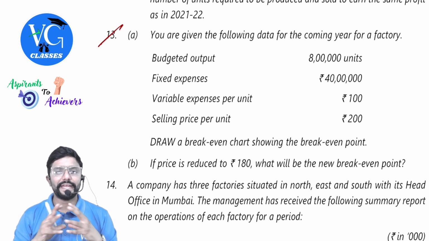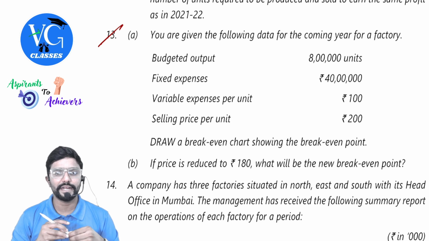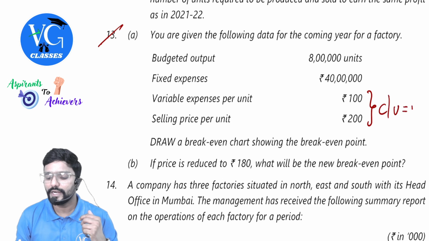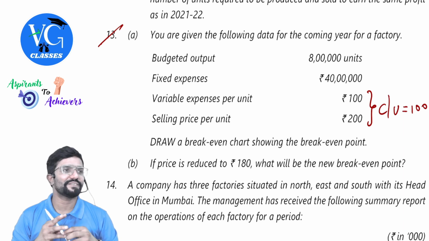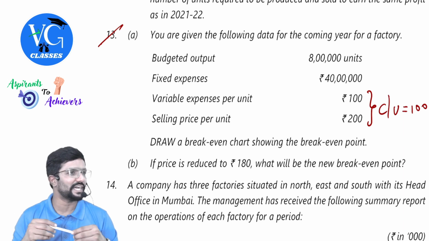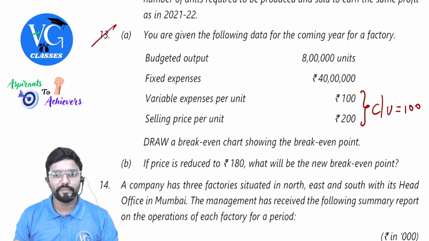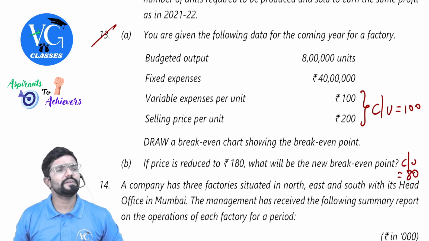You are given the following data for the coming year for a factory. Budgeted output 8 lakh units. Fixed expenses 40 lakh. Variable expenses per unit 100. Selling price per unit 200. Contribution per unit 100. Draw a break-even chart showing the break-even point. First calculate break-even point and then show the chart. If price is reduced to 180, what will be the new break-even point? Contribution per unit would be 80. Correct? Will break-even point change?